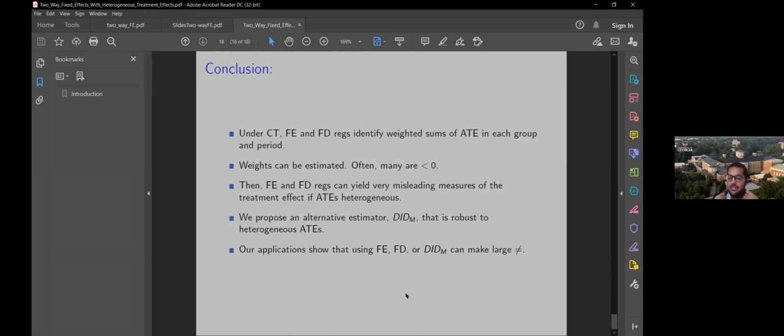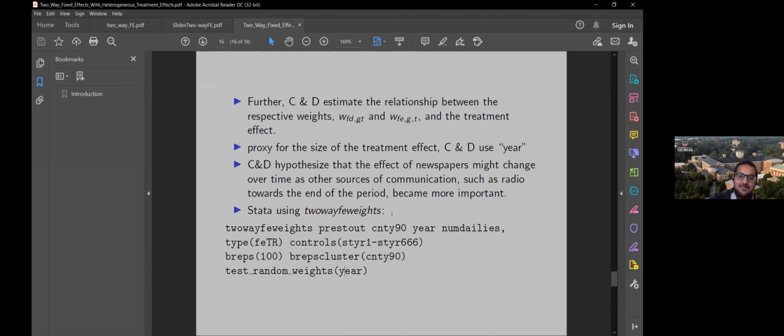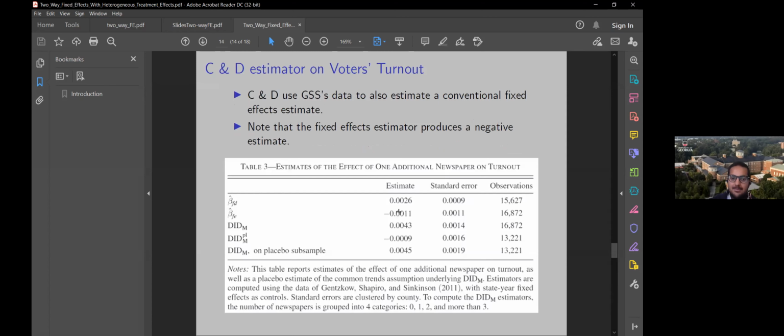And what Chaisemartin and D'Haultfoeuille have done is they've proposed an alternative estimator, which is robust. And their applications show that if you use a fixed effects estimator, first difference, or their estimator, there's a lot of difference in what you observe. So I'll end with that. And if anyone has questions, jump in, and everyone can jump in. Okay. Thanks, Akash. Yeah, thank you.